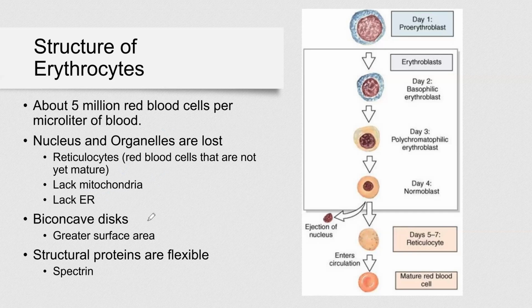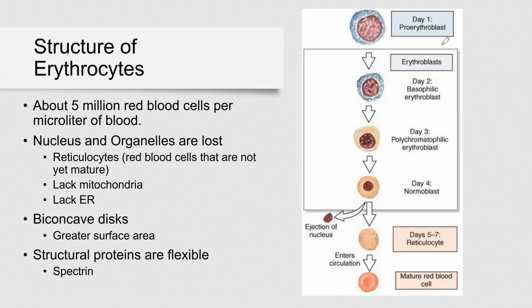Erythrocytes are biconcave discs that increase surface area, again, to allow more volume and space to carry oxygen. And spectrin is a structural protein that makes erythrocytes flexible. So you can see here a brief introduction to how red blood cells are formed, right?